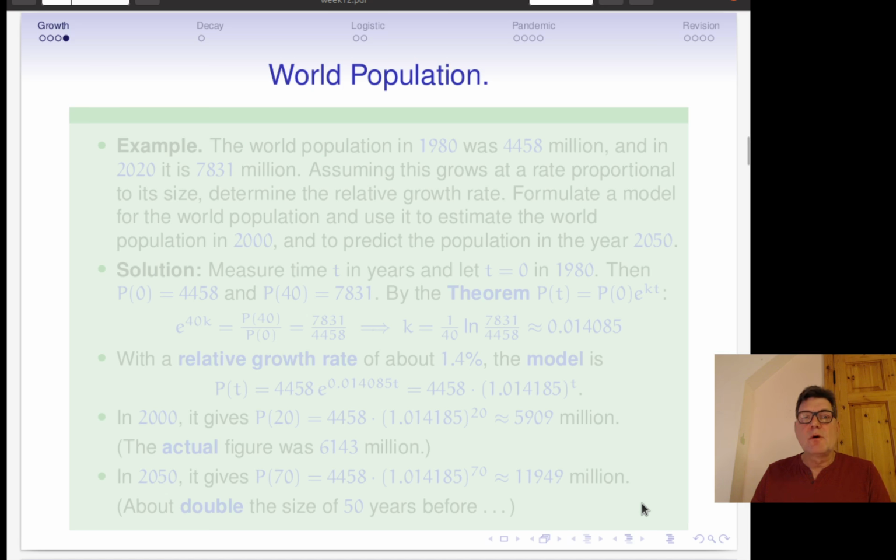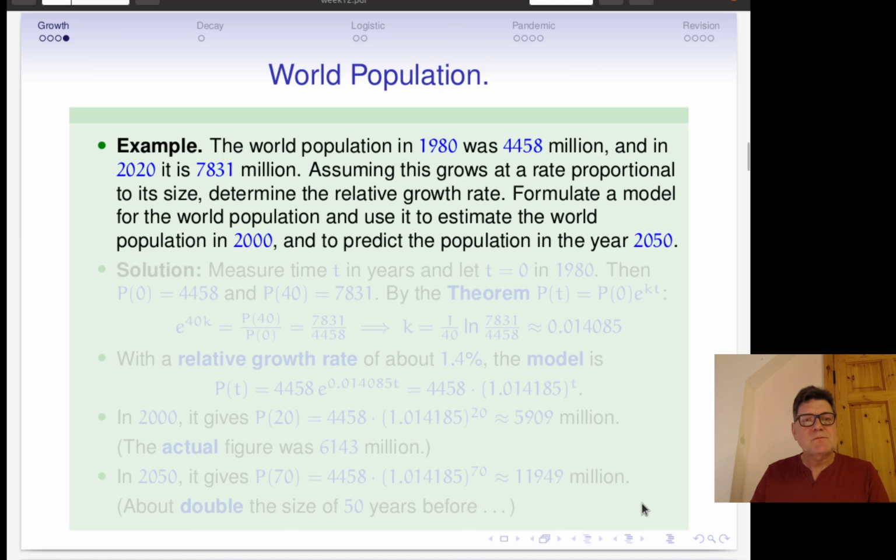Let's make this a bit more concrete and look at the world population. We looked at that before, didn't we? And found that the world population doubles roughly every 50 years. Let's see. On the internet you can find these figures. The world population in 1980 was 4,458 million, and in 2020 it's 7,831 million. To be precise, these are the numbers on the 1st of July, in the middle of the year.